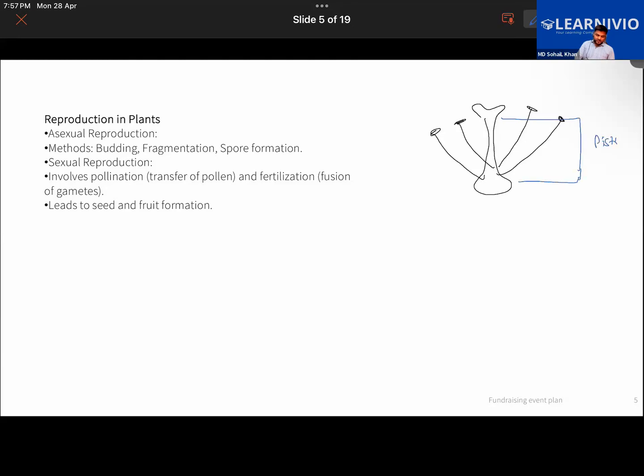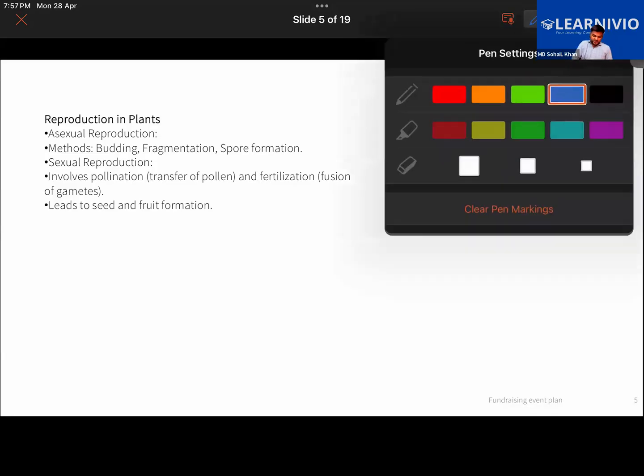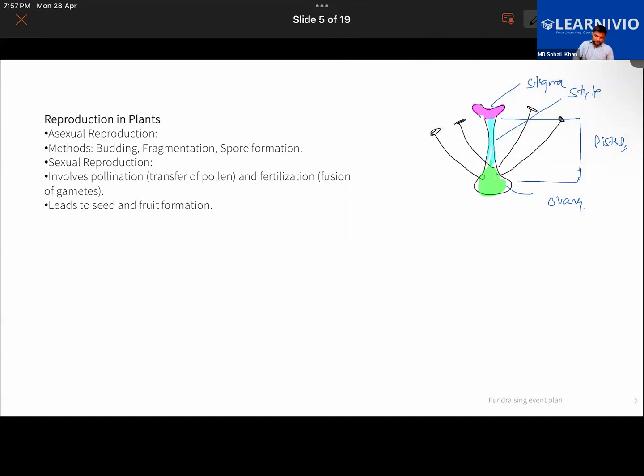So the pistil is made up of what? Stigma, style, and ovary, no? That was being called stigma, this was being called style, and this was being called ovary. So that is the pistil. And what about the stamen? It's made up of two parts. What do we call that?